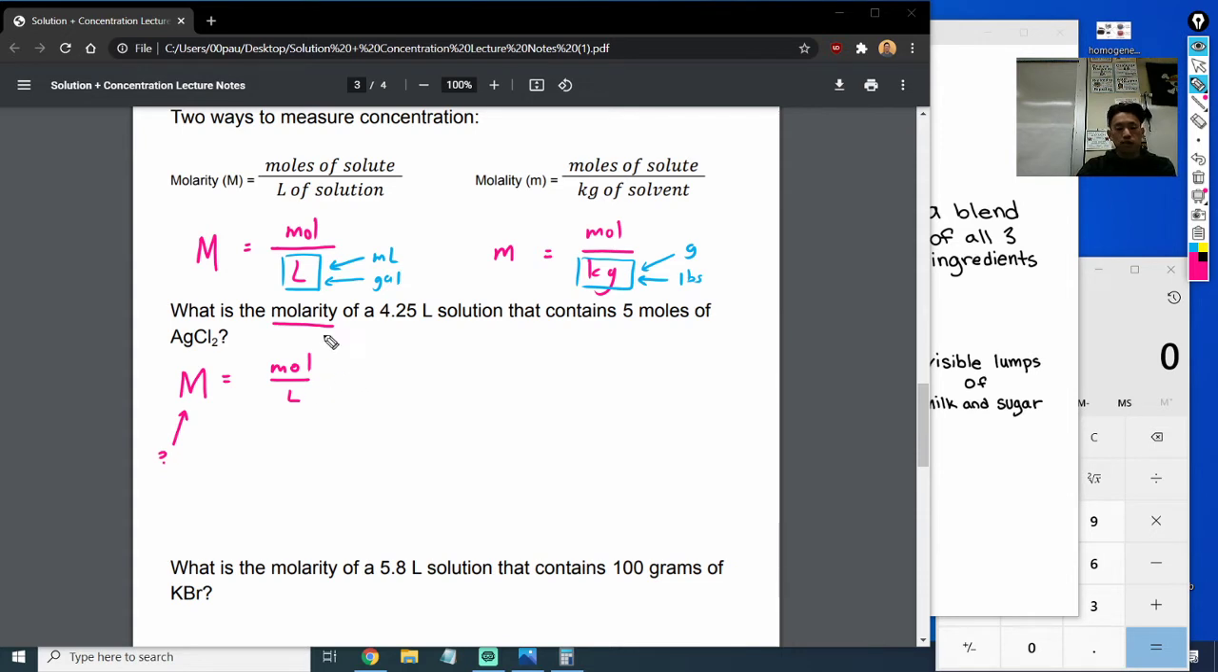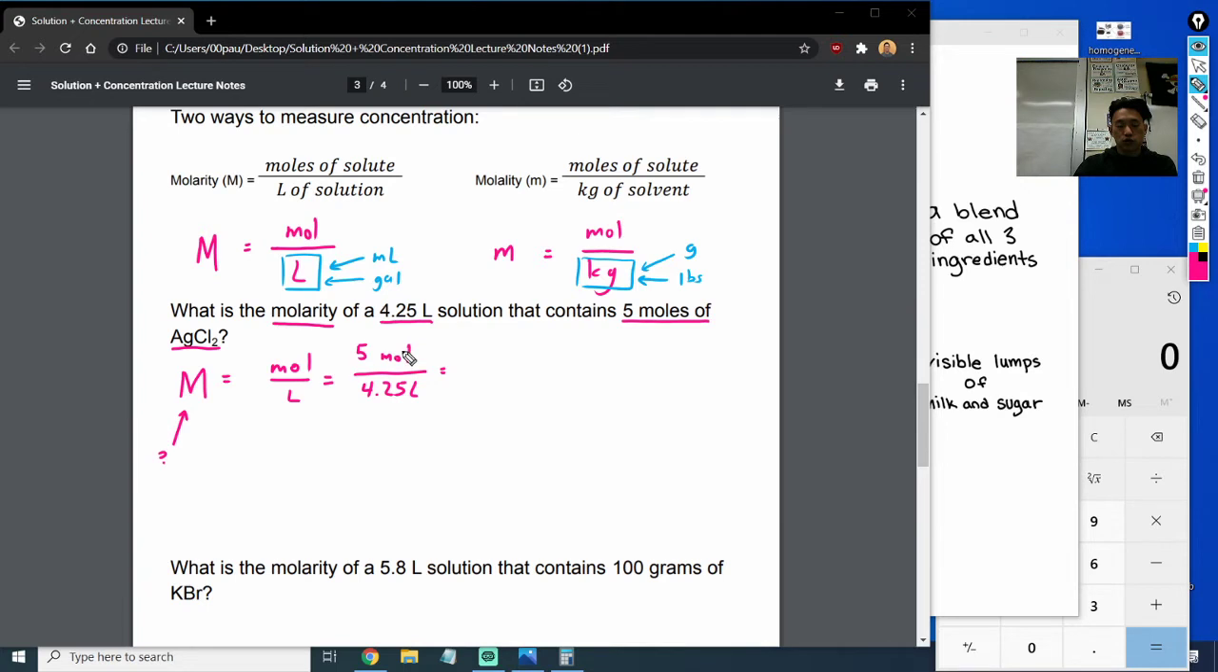Okay, so let's read the rest of the problem. It says, what is the molarity of a 4.25 liter solution? So automatically I know this solution is 4.25 liters. So I'll put that on the bottom because I want liters on the bottom. That contains 5 moles of AgCl2. Okay, perfect. I'm dissolving 5 moles of AgCl2. So I'm looking for moles on the top. So I'm going to put 5 moles on the top. And then we're good to go.